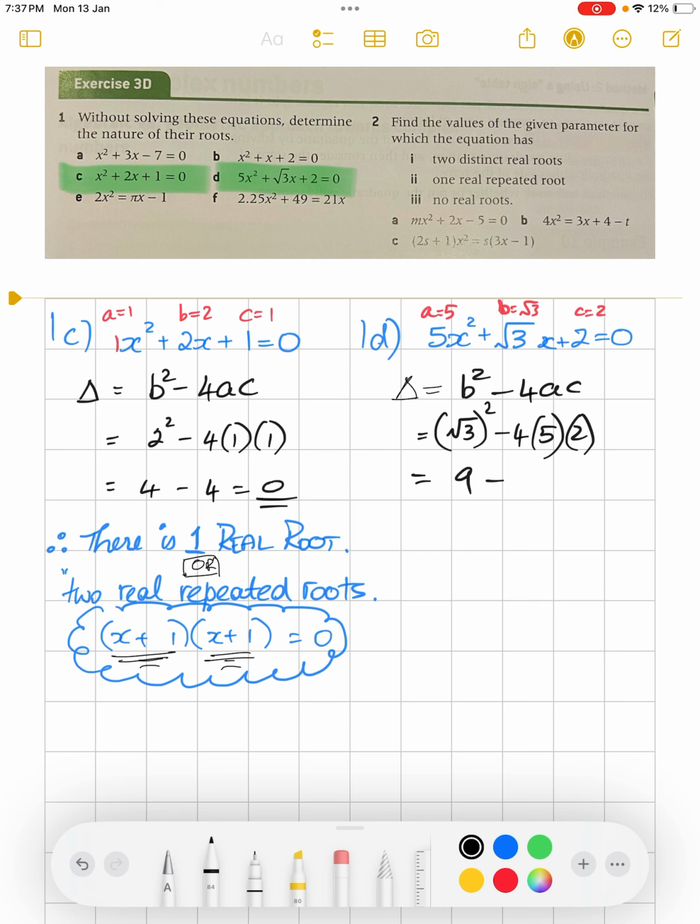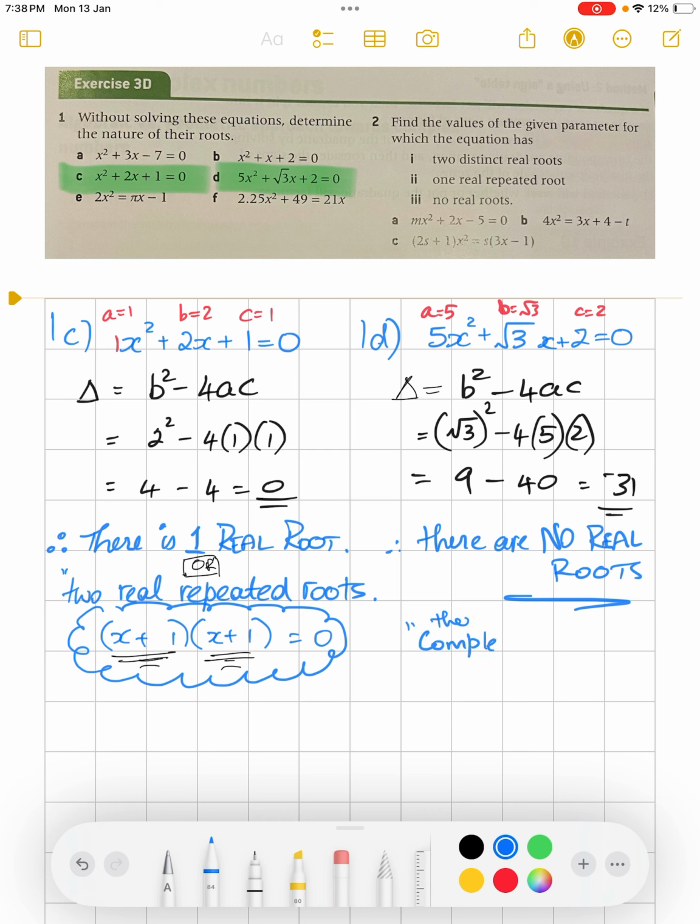So 3 squared is 9 minus 40. And again, we've got -31. Well, look, it's negative, and the square root of a negative number doesn't work. So we will say, therefore, there are, to be grammatically correct, there are no real roots. We don't get any real solutions. If you consider the plus and minus square root of -31, there are complex roots, but we're not doing complex numbers, and so we know that there's no real roots, but there are complex roots.